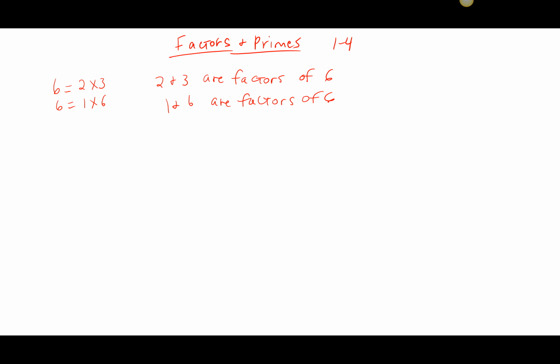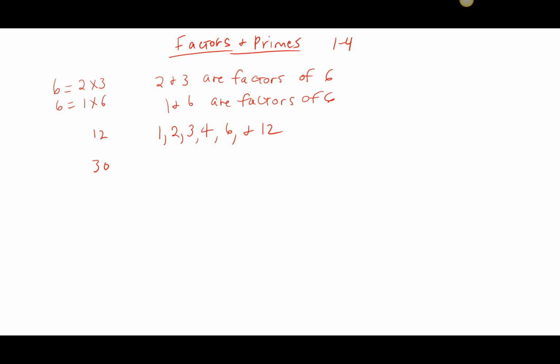What about 12? What are factors of 12? Well, we know that 1 and 12 are factors of 12, right? So we know 1. We know 2 times 6 is 12, so 2 and 6. We know 3 times 4 is 12, so 3 and 4. Those are all factors of 12.